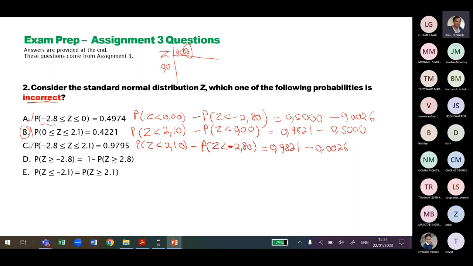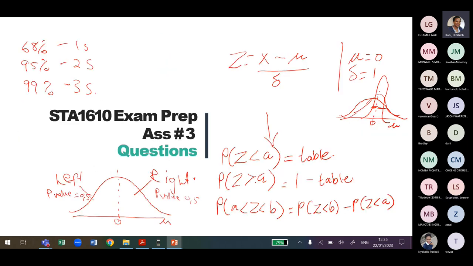Now, when we get to D, D says find the probability that Z is greater than or equals to minus 2.8, which is the same as 1 minus the probability of Z greater than 2.8. This one, they want you to validate that the left-hand side is the same as the right-hand side. So let's check. What is the left-hand side? The probability of Z greater than or equals to minus 2.8, and I'm going to put 0 there, is the same as 1 minus, because the rule says, what does the rule say? If it's the greater than, then we find the value by subtracting the value on the table from 1.